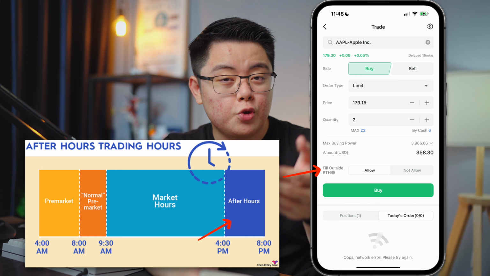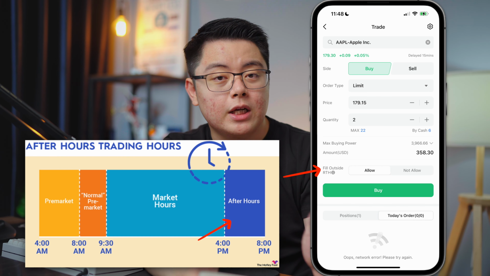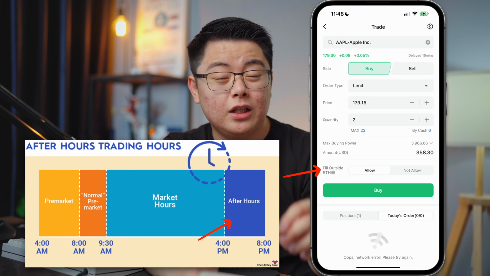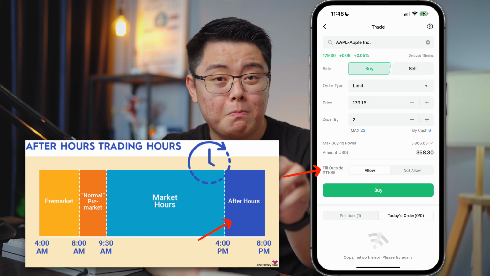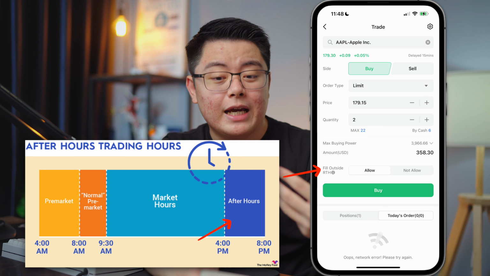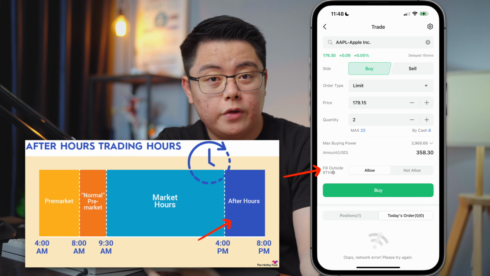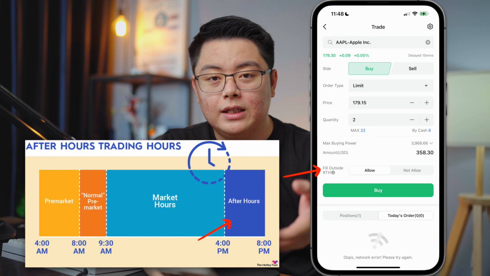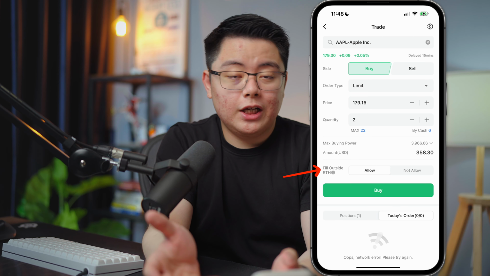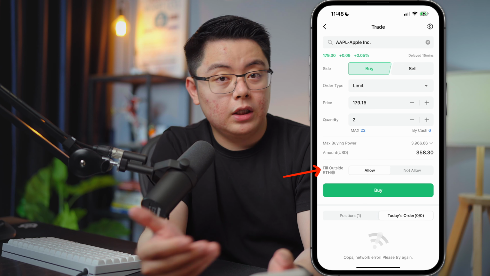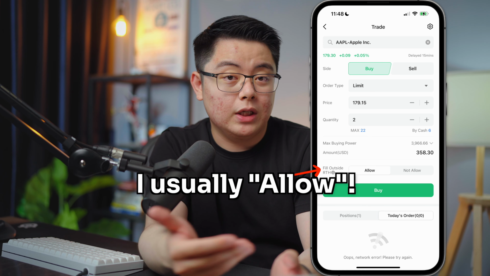So yes, you can still trade your stocks during those off-market hours, but do keep in mind that the liquidity during that period is usually much lower. So you could be buying at a slight premium price or selling at a slight loss. Not really a big issue if you are only trading highly liquid stocks like these US big tech companies. So it's really up to you whether you want to enable or turn this off. I will usually just leave this on allowed by default.